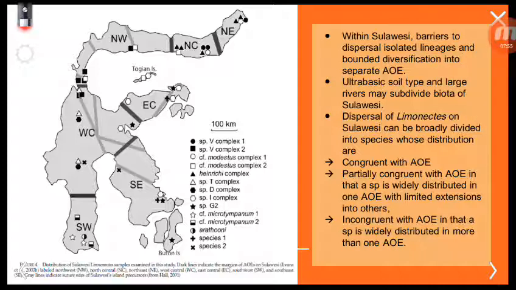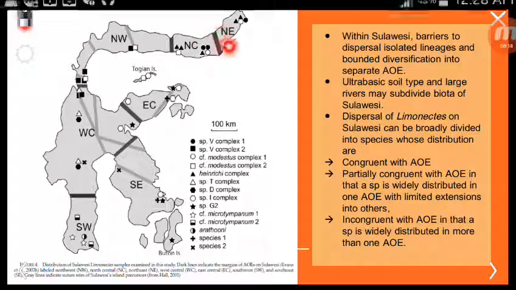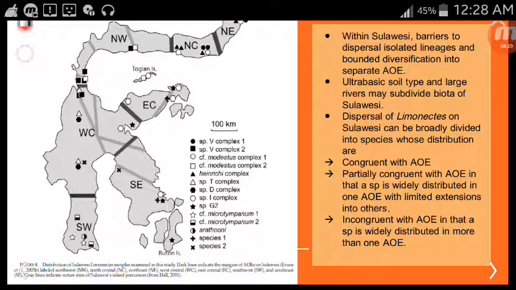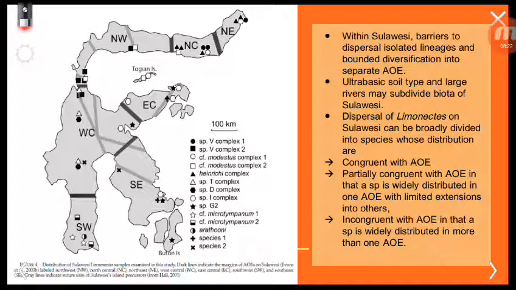Dispersal of Limnonectes on Sulawesi can be broadly divided into species whose distributions are, first, congruent with AOE. For example, due to the presence of boundaries such as Kotamobagu City and the Dumoga River that separate the NC and NA, new speciation occurs between the species, and it causes diversification in these regions.